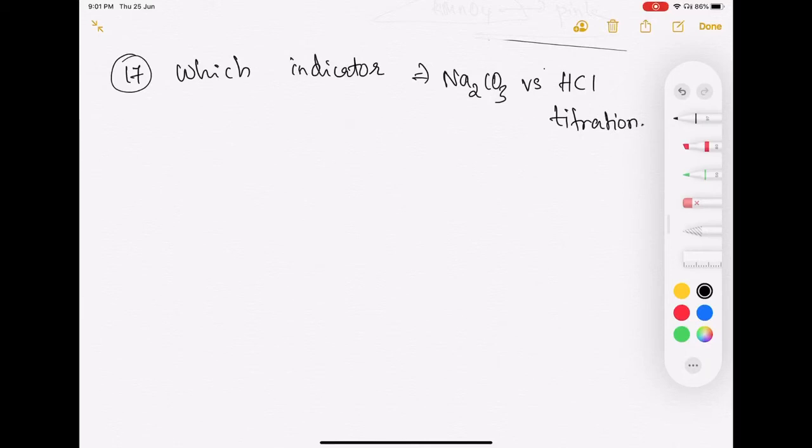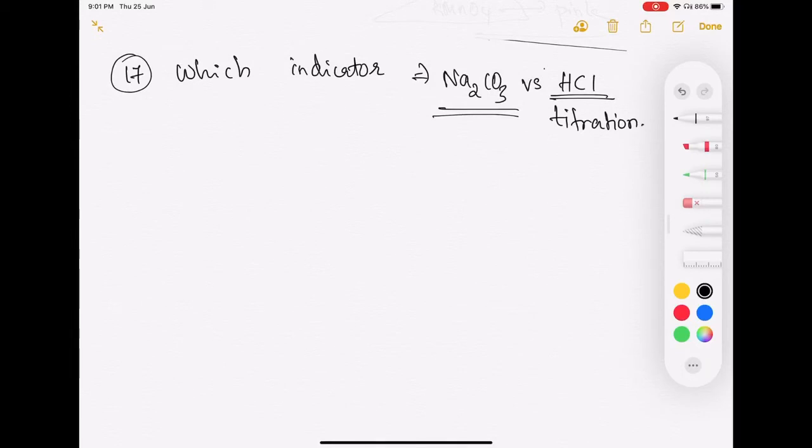Which reagents are sodium carbonate and HCl? This is which type of reaction? Acid and base reaction. This is redox chemistry only. Acid reacting with the base is also redox reaction. So in this type of redox reaction, which indicator can you use?